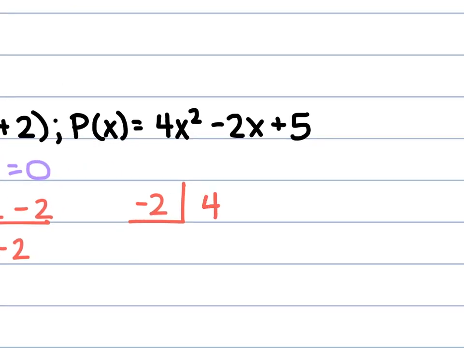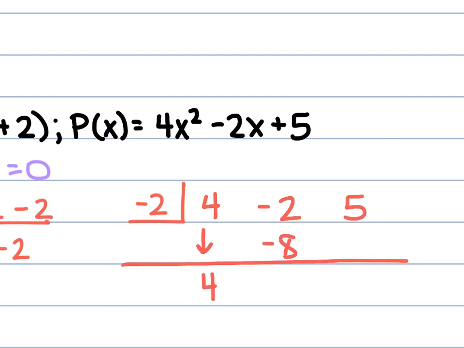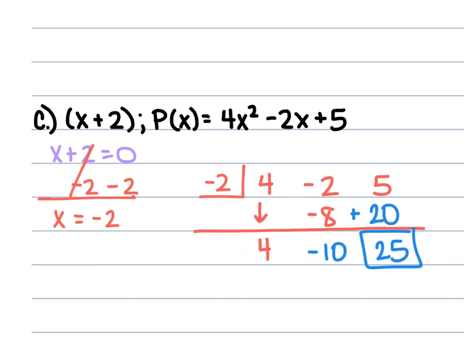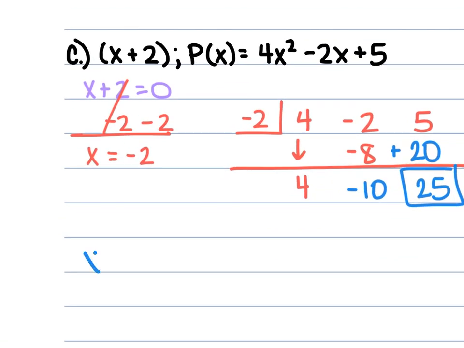Then we're going to have a 4, negative 2, and 5. The 4 comes down. 4 times negative 2 is negative 8. Combine those, we get negative 10. Negative 10 times negative 2 is positive 20. Add that with the 5, we're left with 25. Because that remainder is 25, that x plus 2 is not a factor.